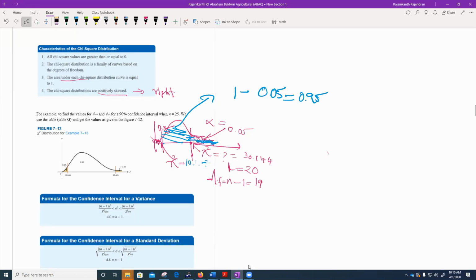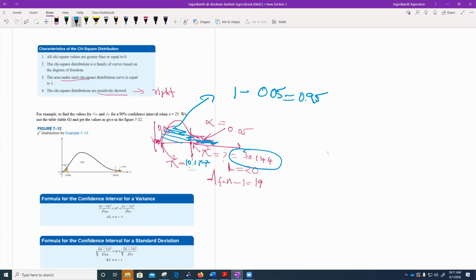You see now, my right point is here, that is 30.144. My left point is 10.117. Makes sense, right? Because this is my real line. The left point is always going to be smaller than the right point. All right, so make sure that you are getting the correct value. So this is the way to find the chi-square value. Okay. Do you have any questions? I believe you are good.